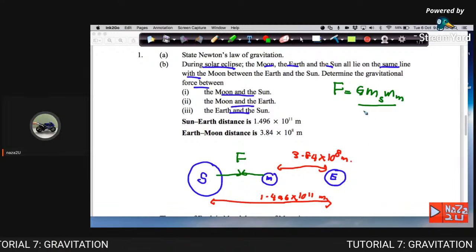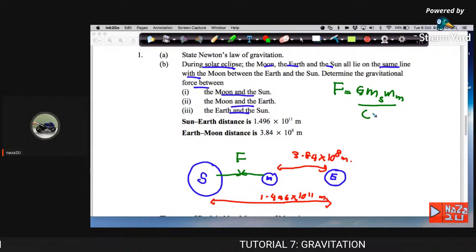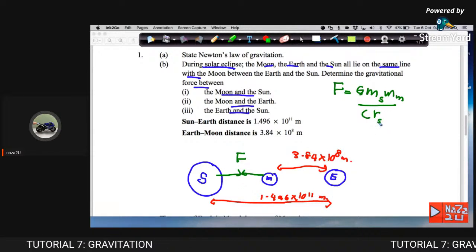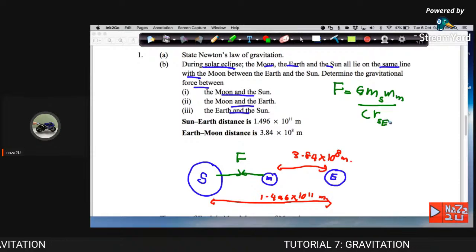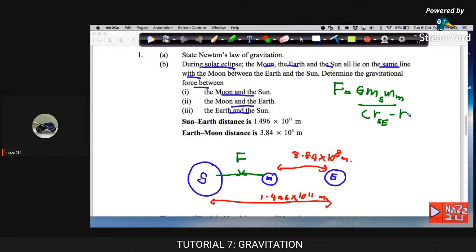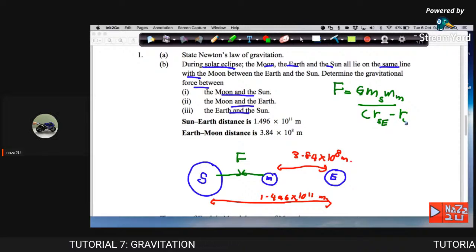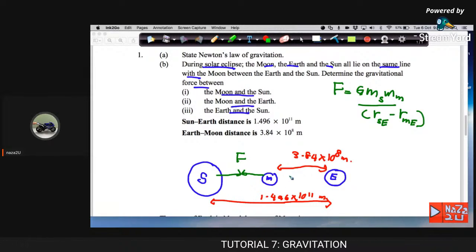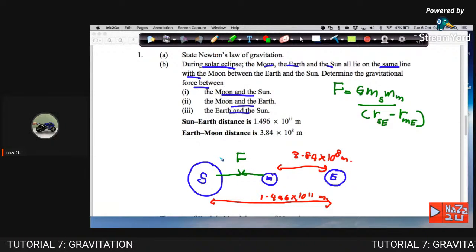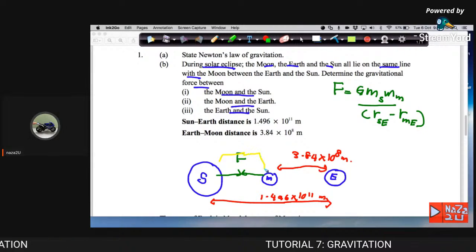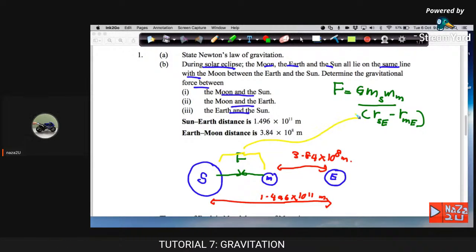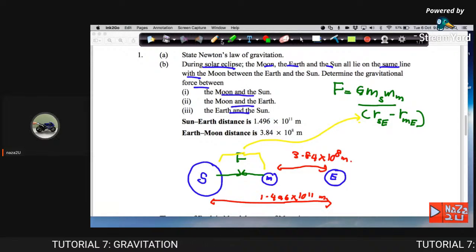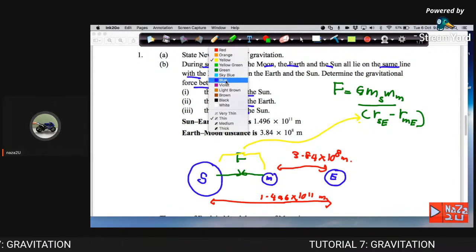So now the R here is distance from sun to earth, minus distance moon to earth. Because kalau kita tolak nilai ni dengan nilai ni, kita boleh dapat nilai kat sini. This is a distance between the sun and the moon. So ini maksud dia. So kalau nak seterusnya, kamu ganti sajalah dekat sini nilai dia.